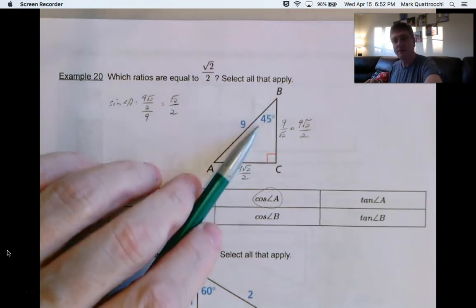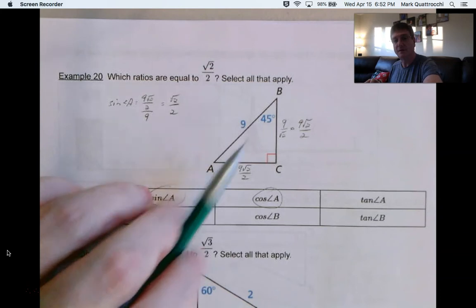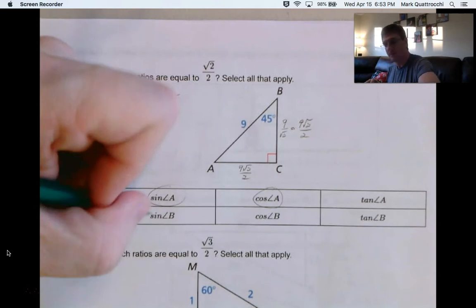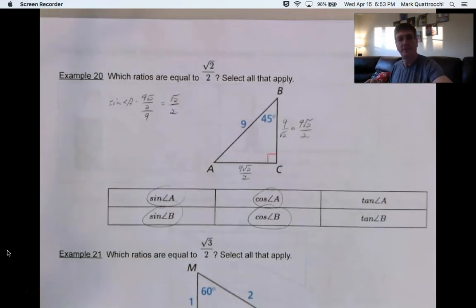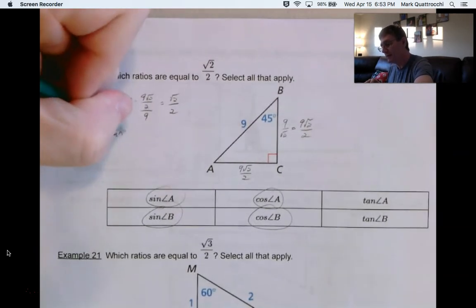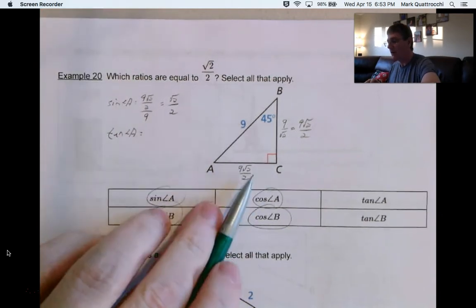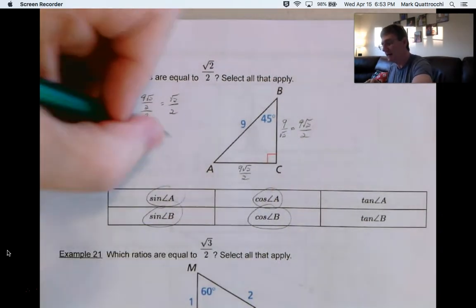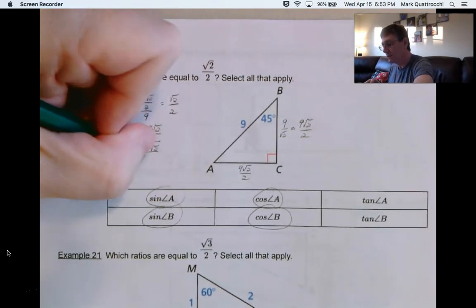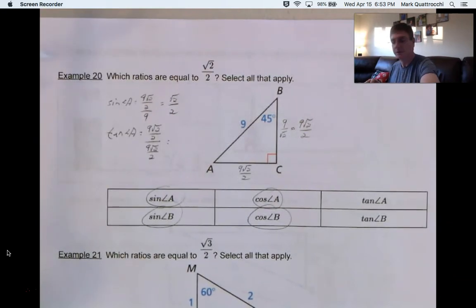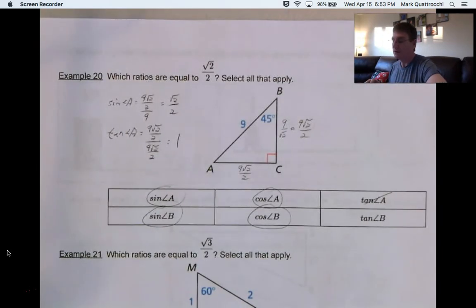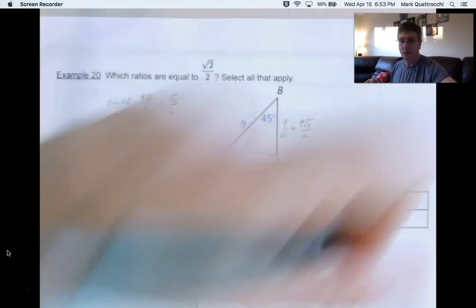Sine of angle B. Well, this is 45 degrees. This is 45 degrees. 9 square root 2 over 2 over 9. Again. Cosine of angle B. One more time. Tangent of angle A. All right. Tan angle A. Opposite over adjacent. 9 square root 2 over 2 over 9 square root 2 over 2 equals 1. Tangent of angle B also equals 1.